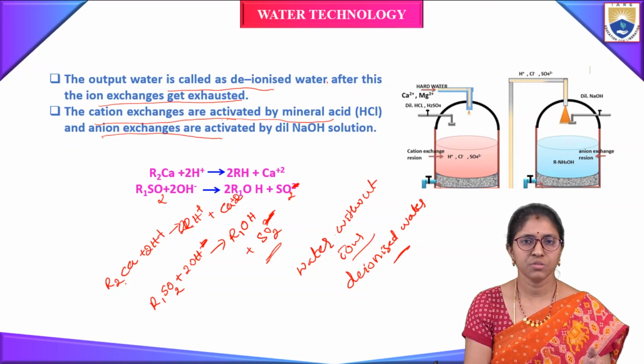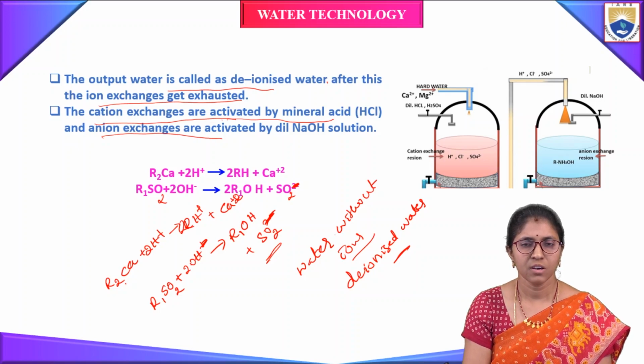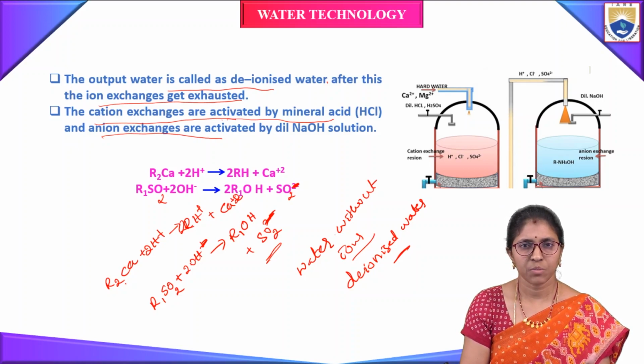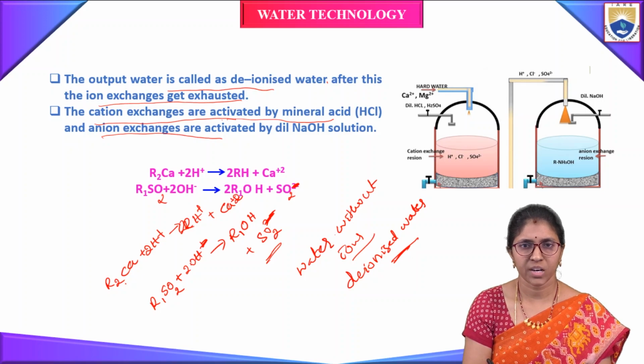In this, we are using anionic exchange resins and cation exchange resins. For removing cations, we are using cation exchangers. For removing anions, we are using anionic exchangers. Both are used for removal of ions present in water. So finally we will get deionized water. So this is about the ion exchange process, in which we remove the ionic impurities from the water.